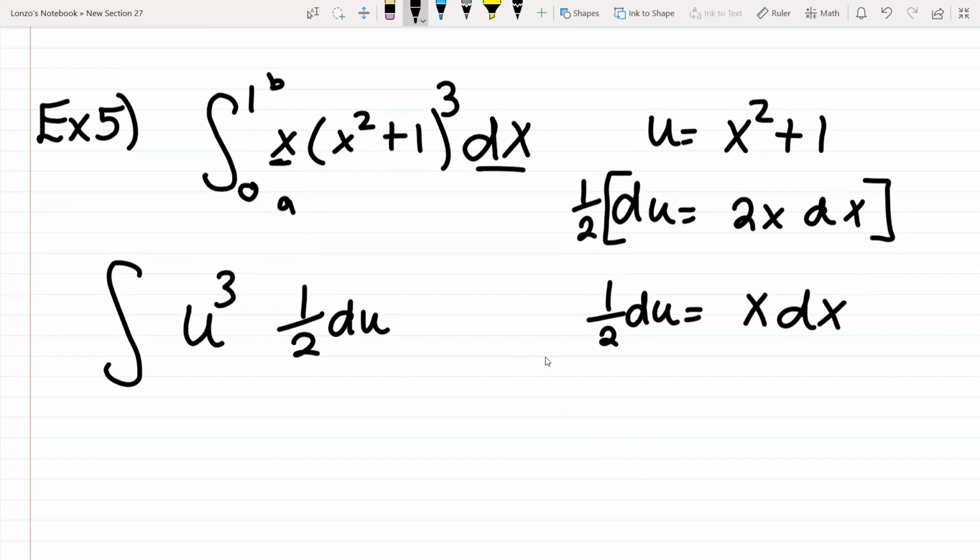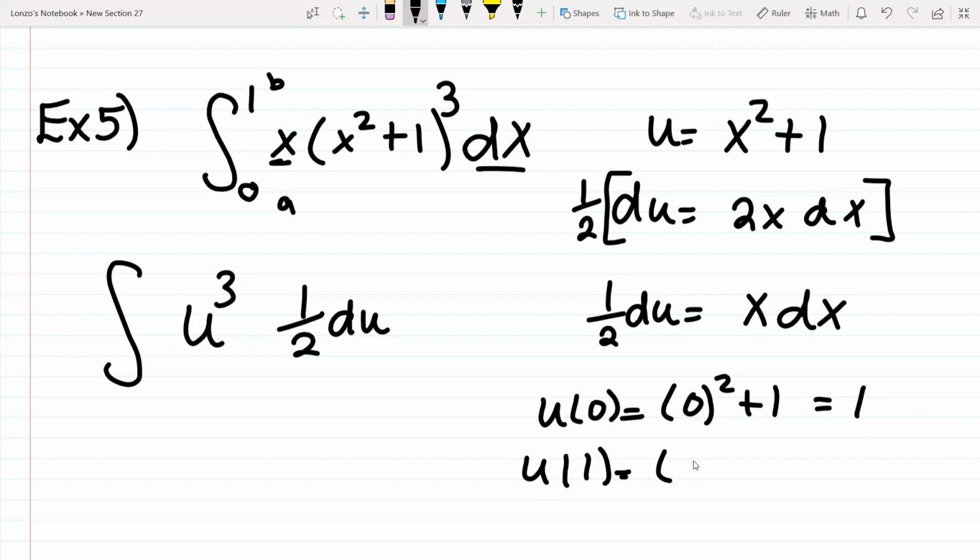So you're just going to substitute in those boundaries into u. So let's start with 0. So what is u of 0? That is going to be 0 squared plus 1. So that would be 1. And then let's do our upper boundary. So our old upper boundary is 1. So u of 1 is 1 squared plus 1. And then that would be 2. So my new lower boundary is 1, and my new upper boundary is 2. So that's how you get your new boundaries, by substituting your old boundaries into u.